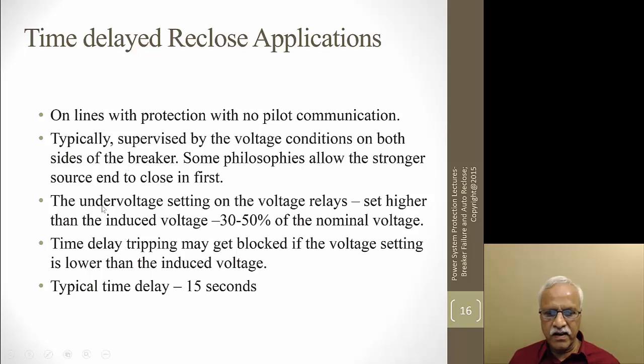As you see here, the undervoltage setting on the voltage relays is set higher than the induced voltage. Induced voltages due to other lines can be 30 to 50%, so they are set higher than that to check for the dead line condition. And time delay reclosing may get blocked if the voltage setting is lower than the induced voltage. That is why we set it like that.